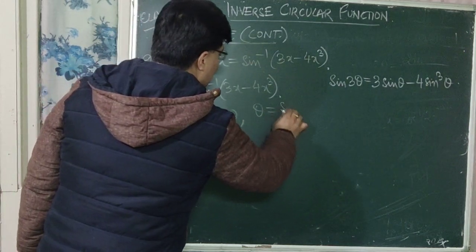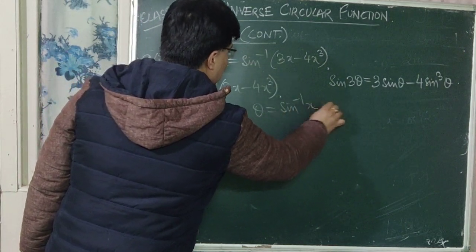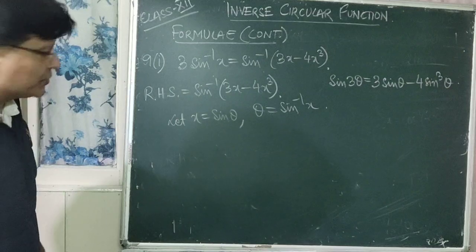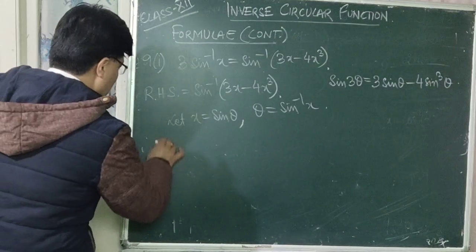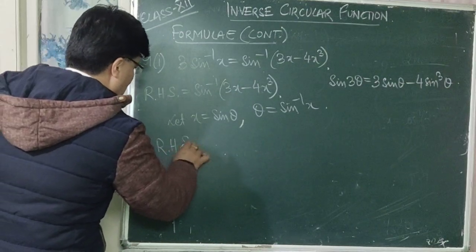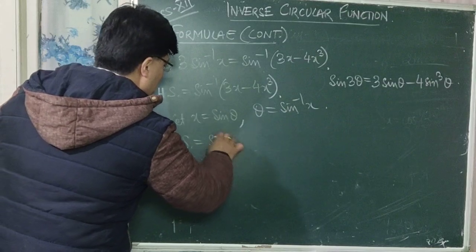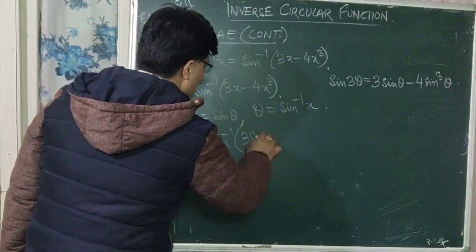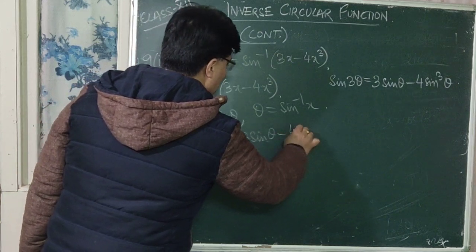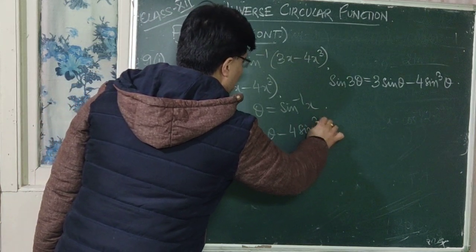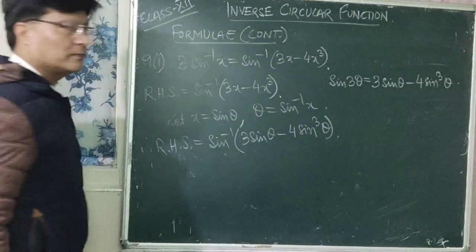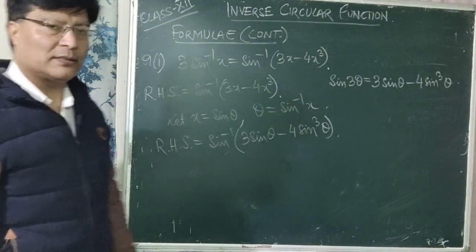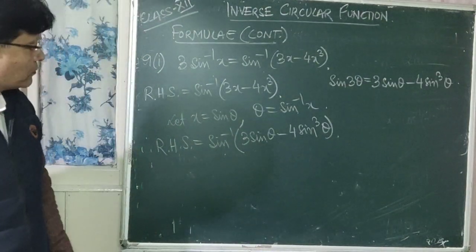So what is the value for theta? Theta is equal to sin inverse x. Okay, so therefore RHS is equal to sin inverse within bracket 3, what is x here? Sin theta minus 4 sin cube theta. Is that clear to all of you?